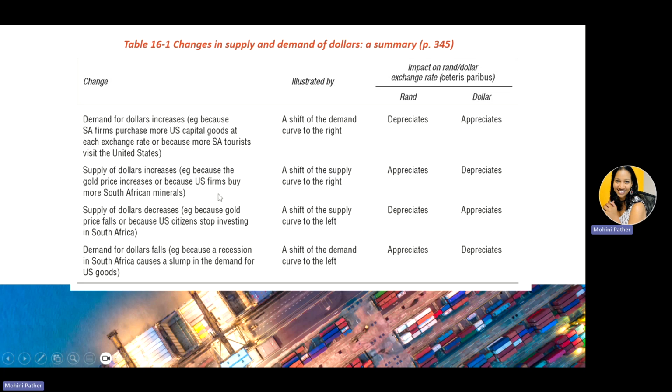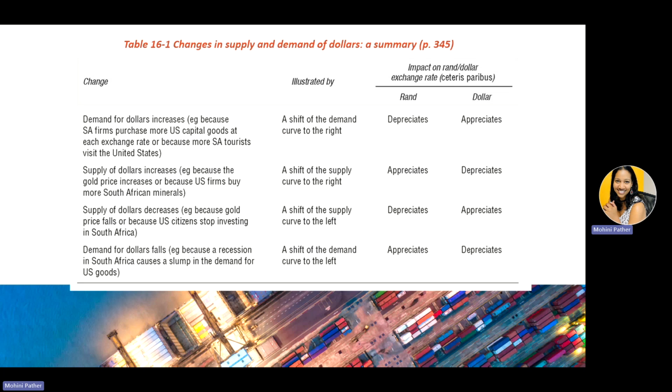So if there is an increase in the supply of dollars, what will happen to the supply curve? What happens to the demand curve? Guys, please understand that you are only most likely going to be shifting one curve at a time. Okay, so don't escalate too far. So think one step ahead.